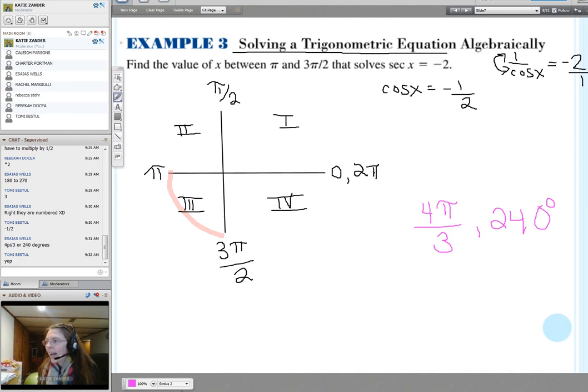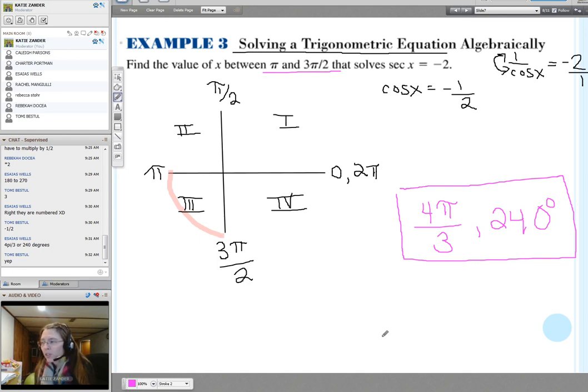Tommy's going to second that, and I will third it. So I got that same location, so same answer. So x would be 4 pi over 3. They're probably looking for that radian answer versus the degree one, only because they gave us pi and 3 pi over 2 instead of the degree values there. So I would traditionally answer with the 4 pi over 3, but I like how Isaias included the 240 with it.